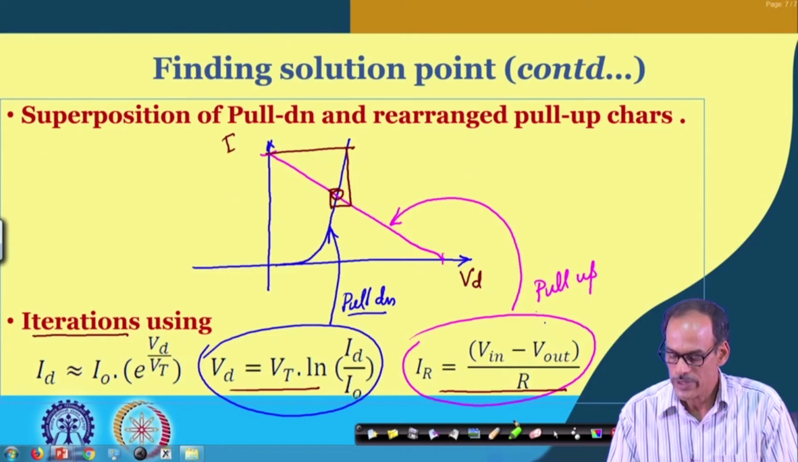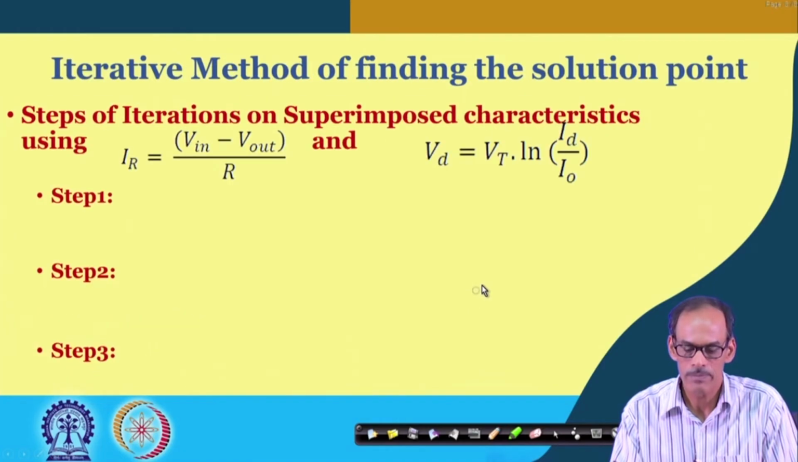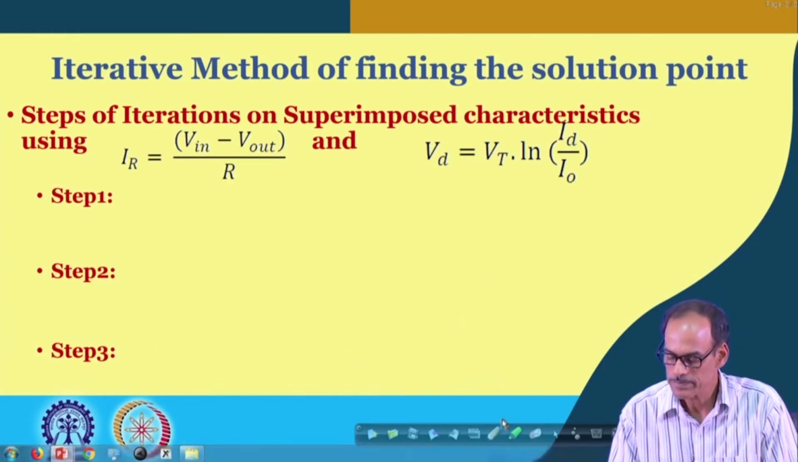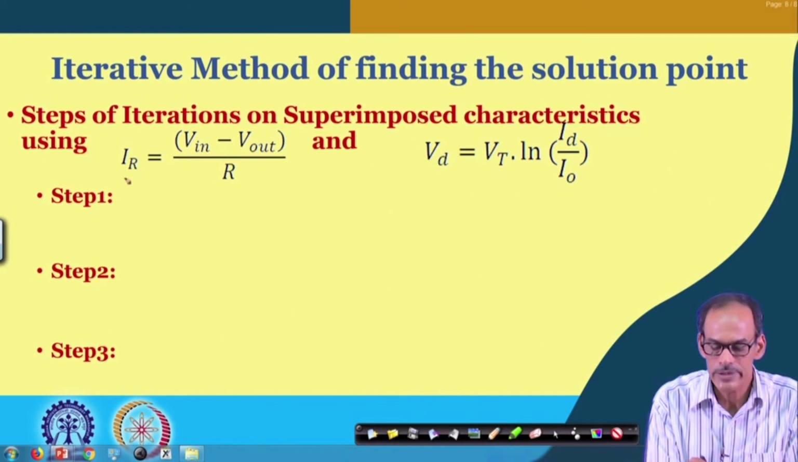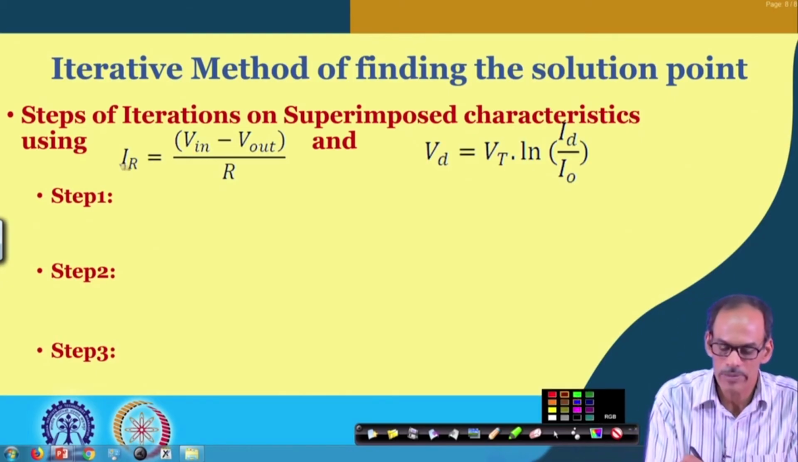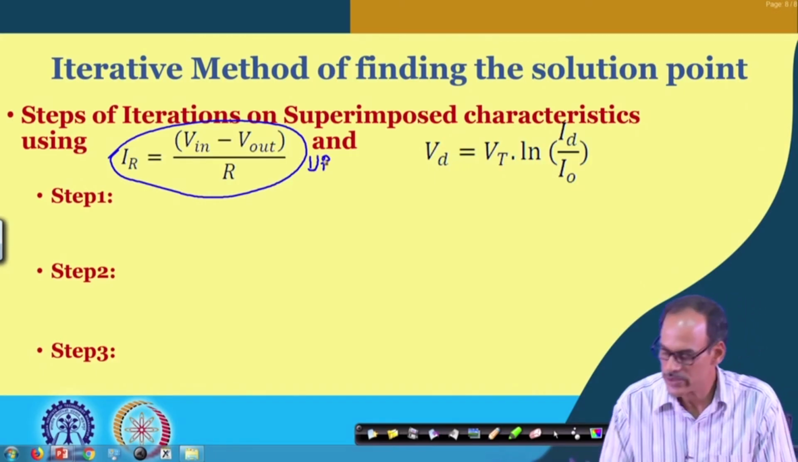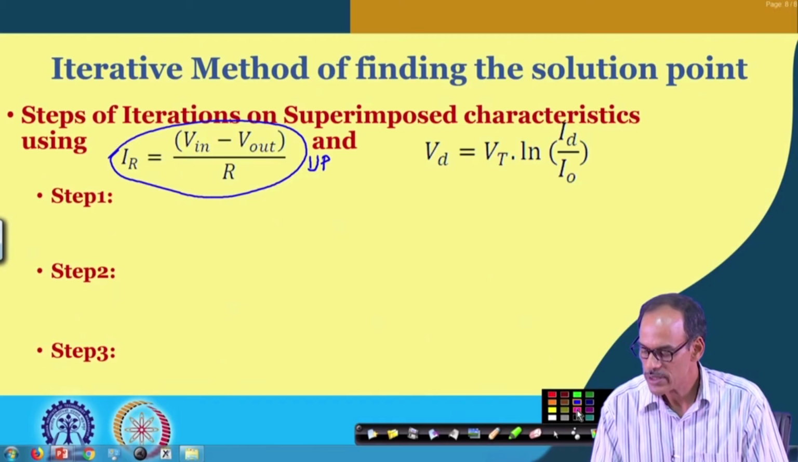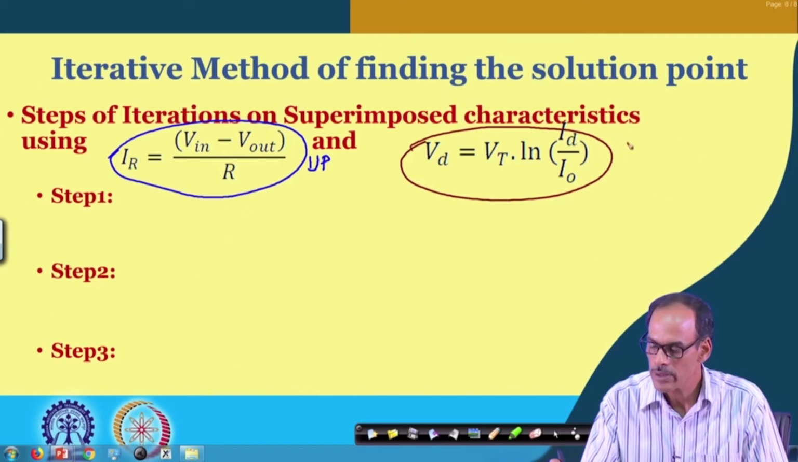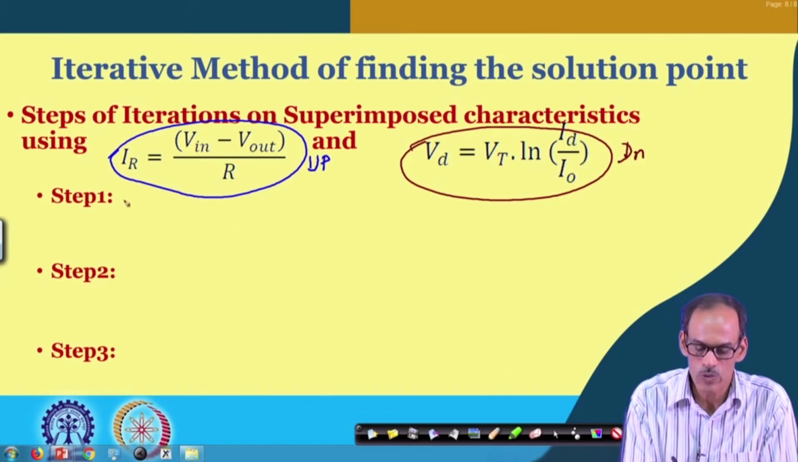So, let us see what are the equations involved. In step 1, using this, so this is the pull up characteristic, as I said. For simplicity, I will say up characteristic, and we will say that this is the down characteristic, and using this pull up characteristic, first we start with V out equals 0.